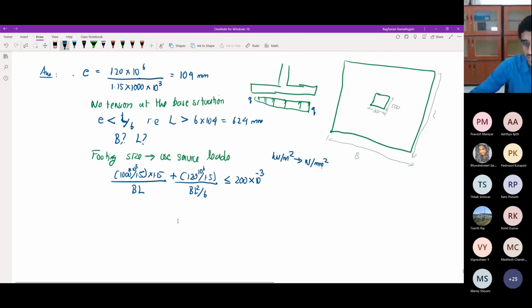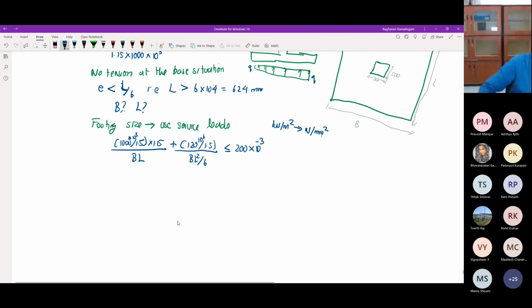Anyway, this is the equation that you have to use. On solving this equation, we'll get an equation in terms of B and L. Two unknowns, B and L, are there, so you cannot find both of them. Any one of them you can assume. Always assume the shorter dimension, so you can assume B.